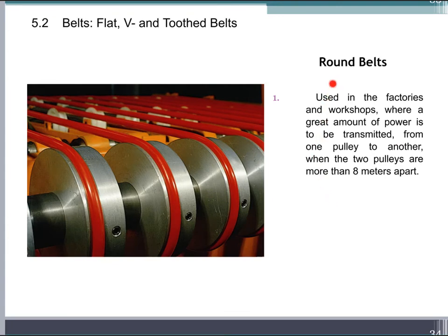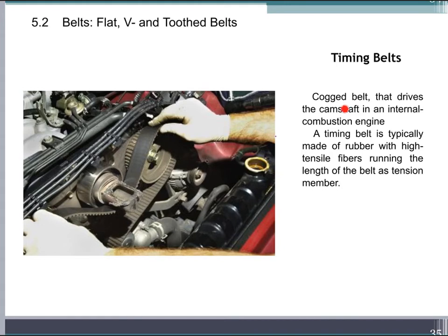And then we have the round or circular belt, which is used in factories where a great amount of power is to be transmitted, and the distance between the pulleys can be more than 8 meters apart. The timing belt is the cog belt which drives the camshaft in the internal combustion engine. So we can see here, this is an example of a timing belt used in an engine.